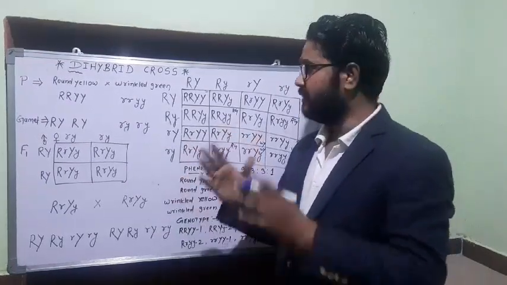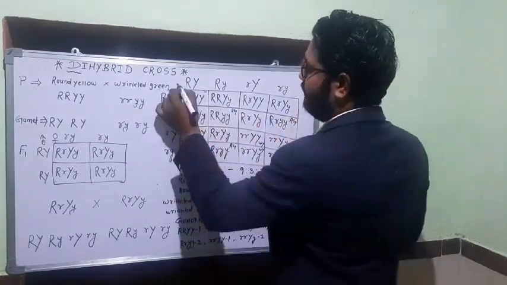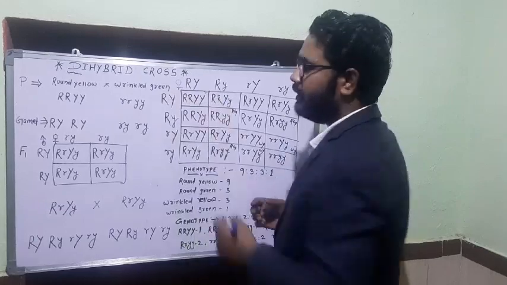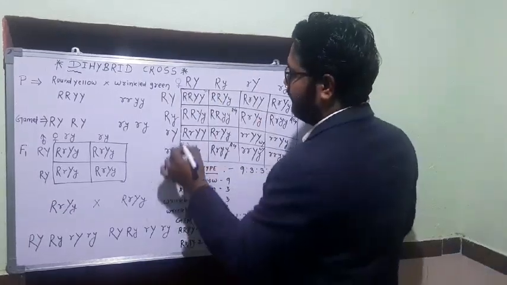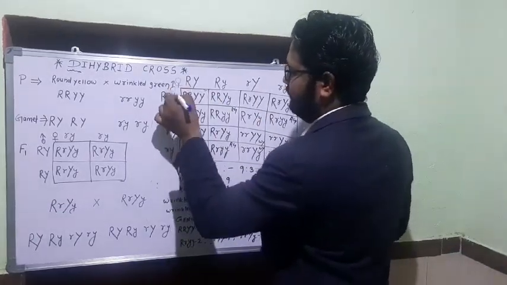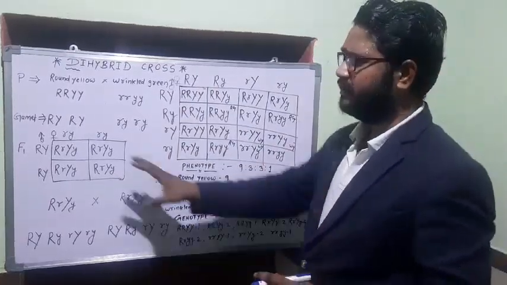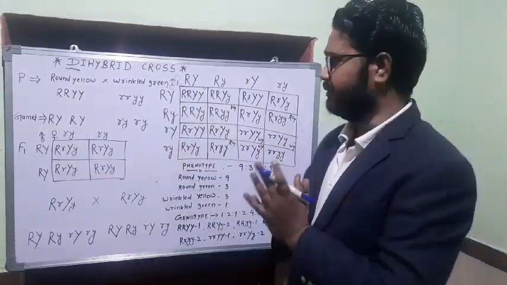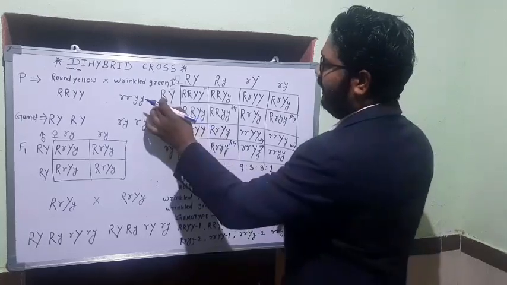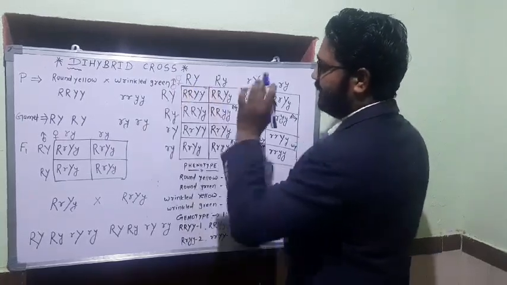To justify that, just go to the Punnett Square with 16 boxes. What we have to do is keep one parent's gametes on one side and the other parent's on the other side. Say this is the male gamete, this is the female gamete. Then just add the gametes together. Okay, this R, this R, this Y comes here.